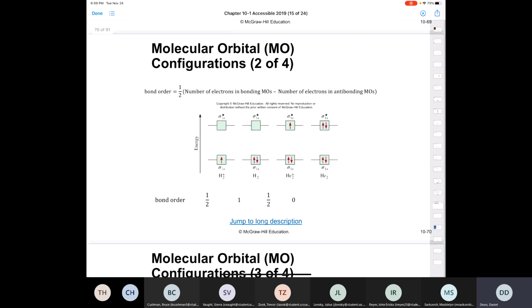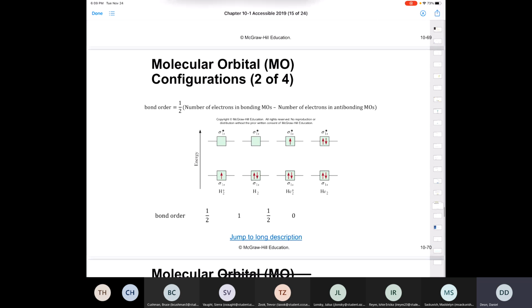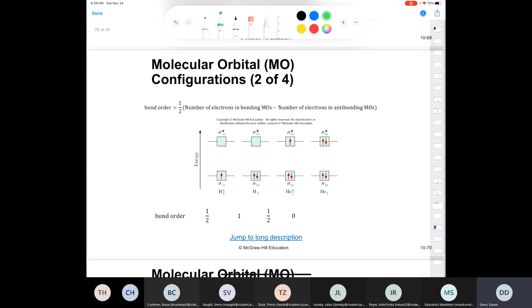With all that in mind, let's talk about something else, something called bond order. Bond order indicates the approximate strength of a bond. And bond order is calculated as such: 1/2 times the number of electrons in bonding molecular orbitals subtract the number of electrons in antibonding molecular orbitals.